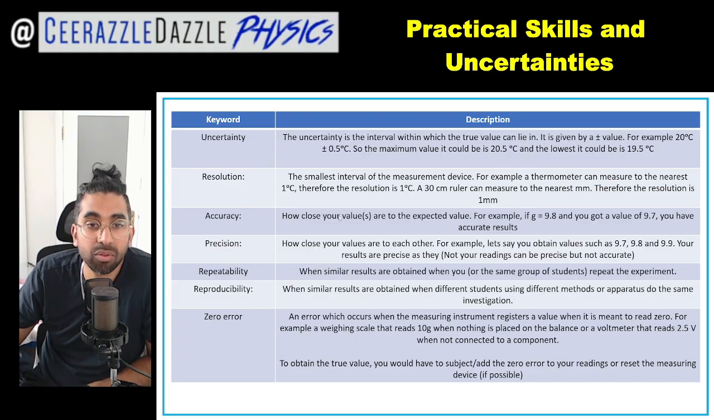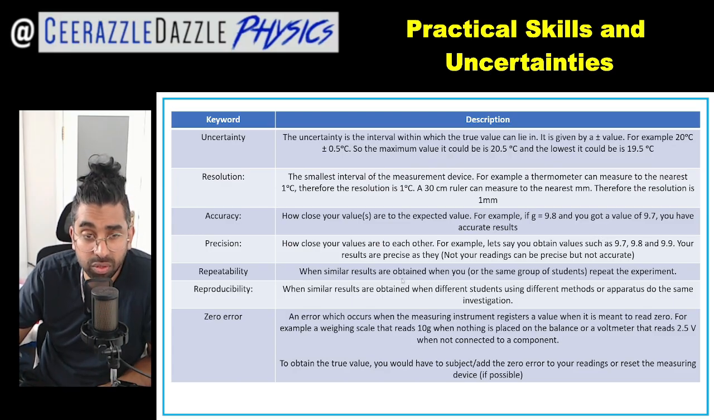Accuracy simply means how close your values are to the expected value. For example, if g is equal to 9.8 and you've got a value of 9.7, you're accurate because it's close to the expected value of 9.8. Precision means how close your values are to each other. So for example, let's say you obtain the values of 9.7, 9.8 and 9.9. Because they're all close to each other, your results are precise. It's nothing to do with accuracy.